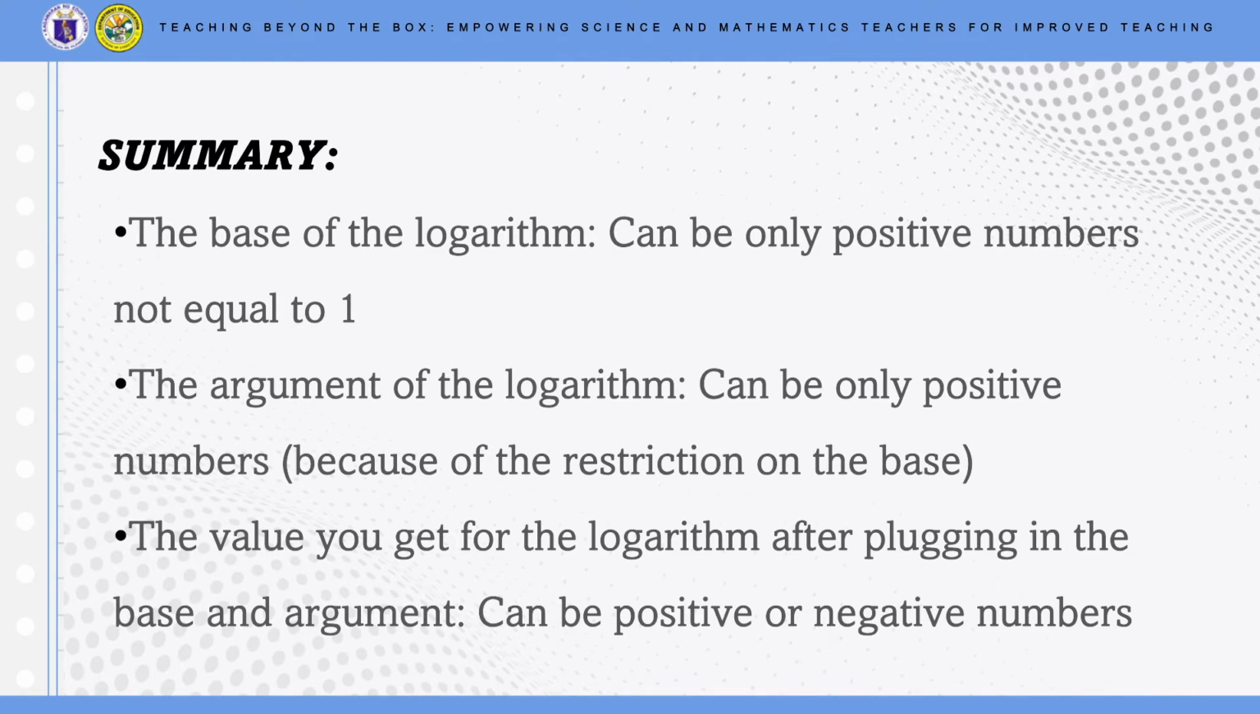Again, let's take it one by one. The base of the logarithm can be only positive numbers not equal to 1. The argument of the logarithm can be only positive numbers because of the restriction on the base. And lastly, the value you get for the logarithm after plugging in the base and argument can be positive or negative numbers.